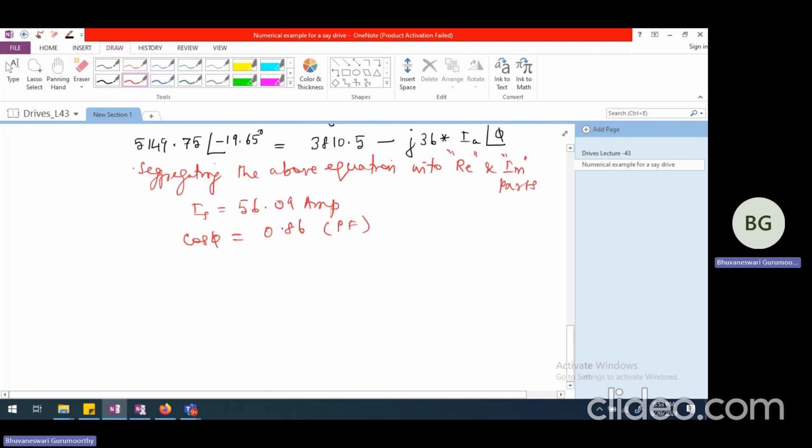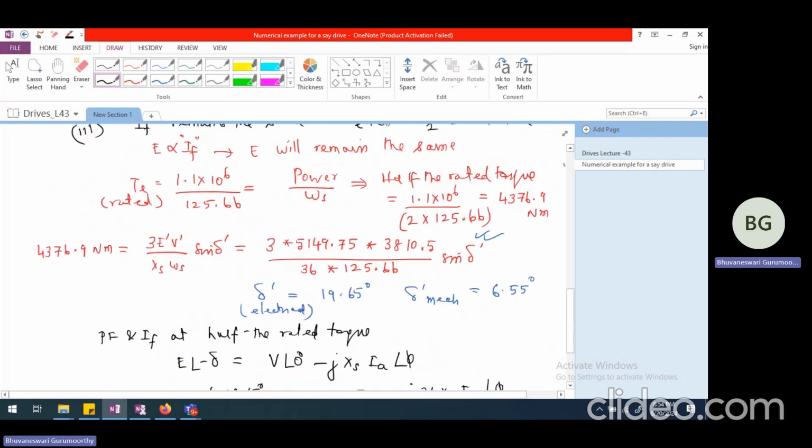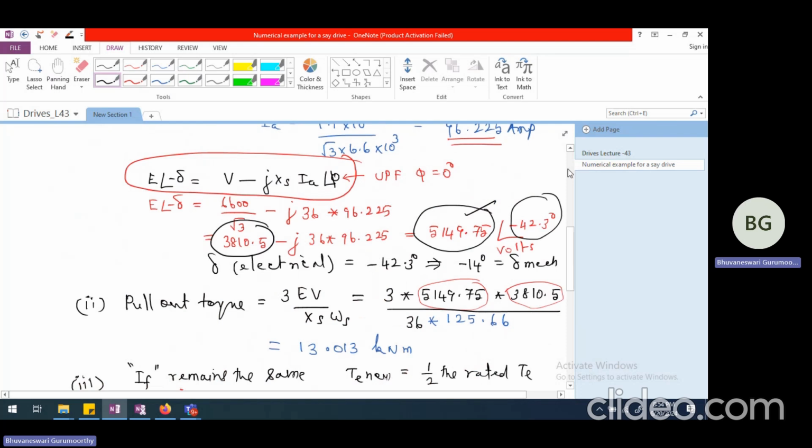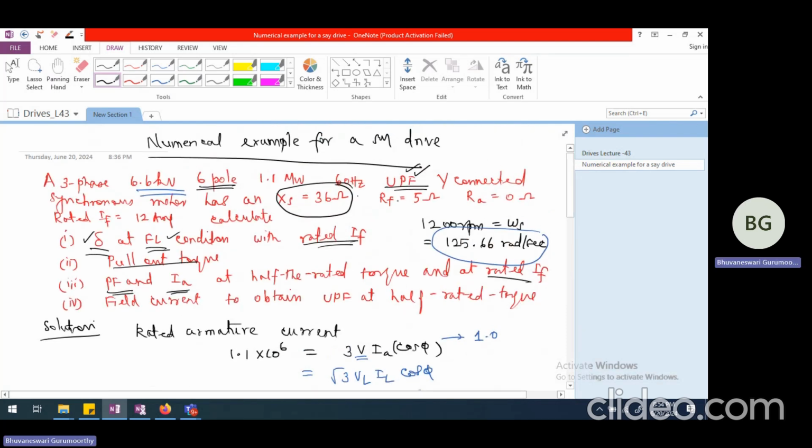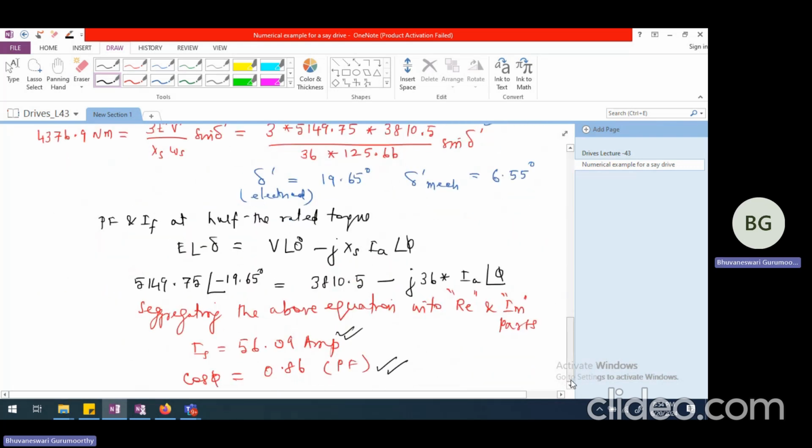Okay. Now, if we are looking at the fourth subdivision, I think we have finished calculating the power factor. We have finished calculating what is the current. Both are done in subdivision 3. So in subdivision 4, what is being asked is field current to obtain UPF at half the rated torque. So what should be the field current rather than having this kind of power factor?